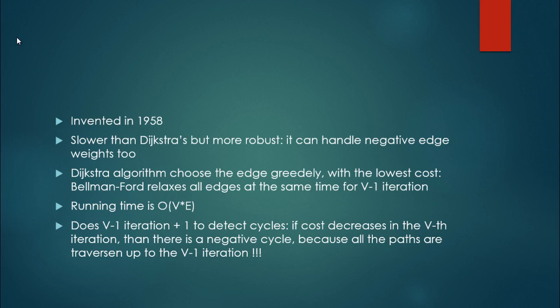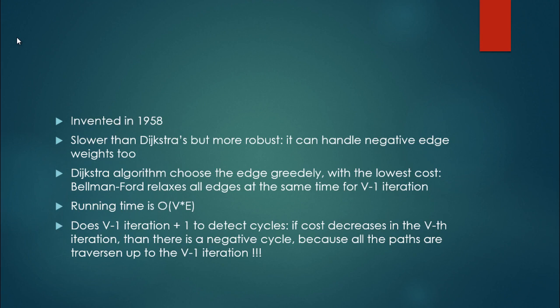As you may recall, Dijkstra's algorithm can handle only positive edge weights. With the help of Bellman Ford, we can handle negative edges too. Dijkstra's algorithm chooses the edge greedily with the lowest cost, and that is proved to be a good solution. But Bellman Ford relaxes all the edges at the same time for v-1 iterations, where v is the number of vertices in our graph.